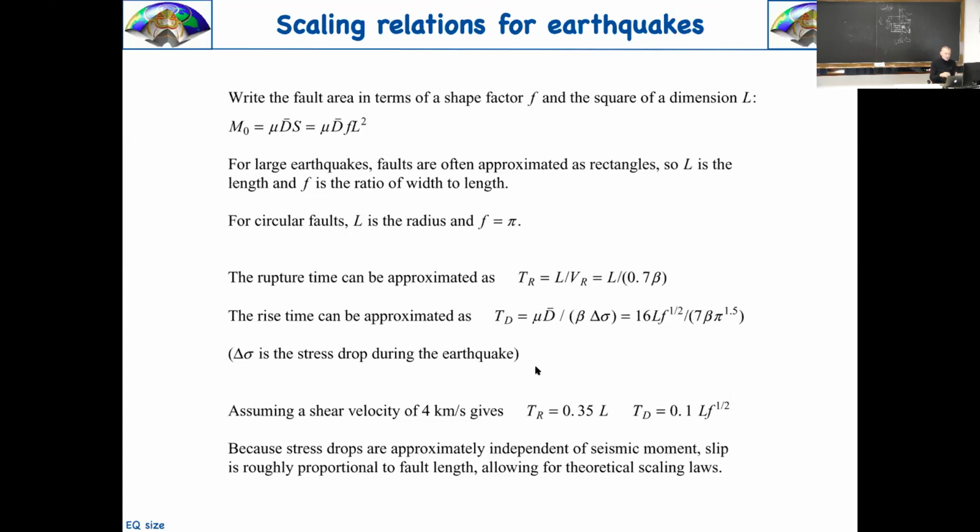And this slide here is giving us something more in detail. For example, the rupture time can be approximated like that, you know that. The rise time can be written in a different way, something like that. That's the stress drop. And just to have an idea, if you have a shear velocity of 4 kilometers per second and you have an average rupture velocity, you have these estimates of rupture time and rise time. Okay.